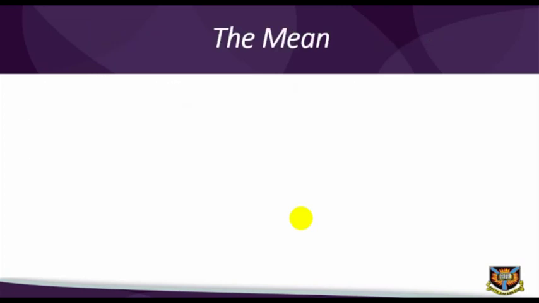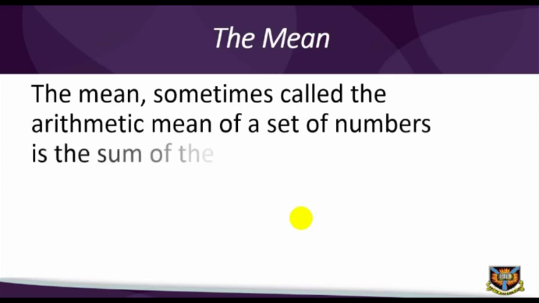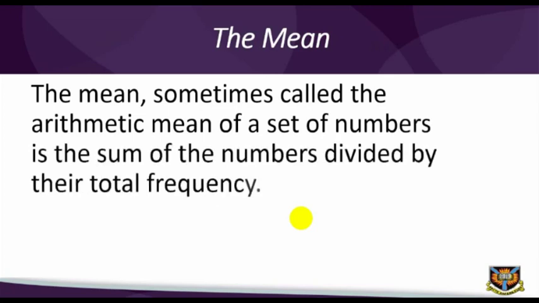The mean, sometimes called the arithmetic mean of a set of numbers, is the sum of the numbers divided by their total frequency. This is usually computed at the interval level by adding together each score and dividing the sum by the total number of cases.